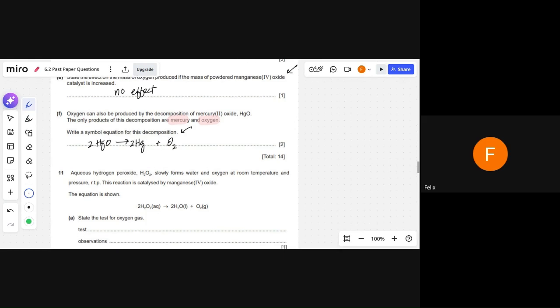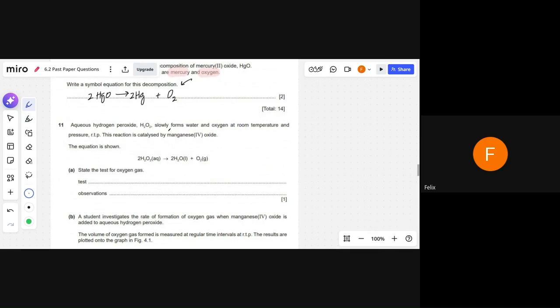Okay, the next question: aqueous hydrogen peroxide slowly forms water and oxygen at room temperature and pressure. This reaction is catalyzed by manganese 4 oxide. The equation is shown. State the test for oxygen gas. Again, this is irrelevant. It's glowing splint relights, but let's go to the next one.